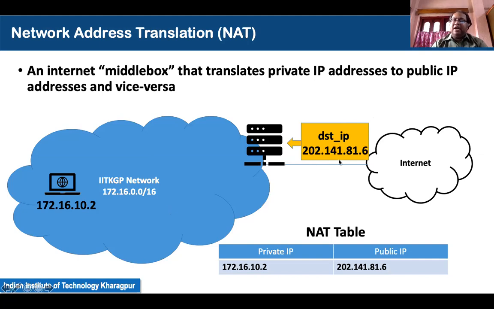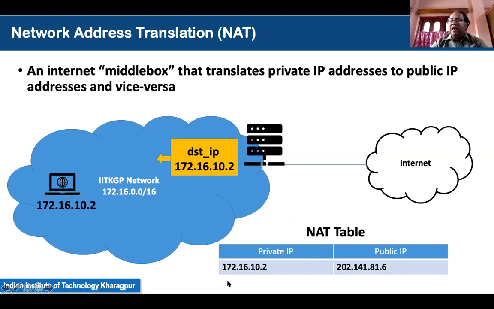That is why the internet routers will use the routing mechanism to route the packet to the IIT Kharagpur network, and the packet reaches the gateway of the IIT Kharagpur network. Now, when the packet reaches the gateway, the NAT observes this packet and consults the NAT table. The NAT table contains the inverse mapping as well. So from the NAT table, it can find out that for the public IP 202.141.81.6, the corresponding private IP was 172.16.10.2. So again, it updates the IP address from that public IP to the private IP.